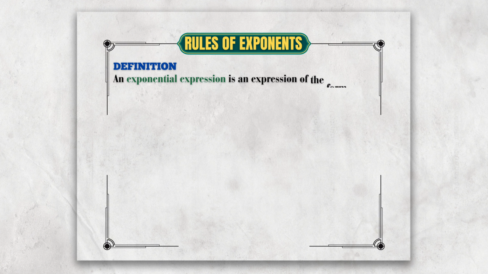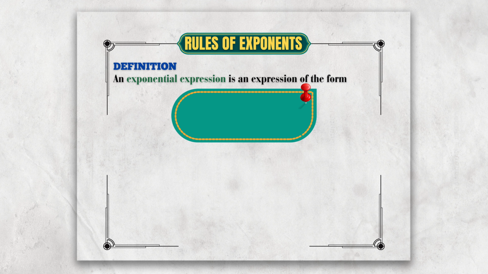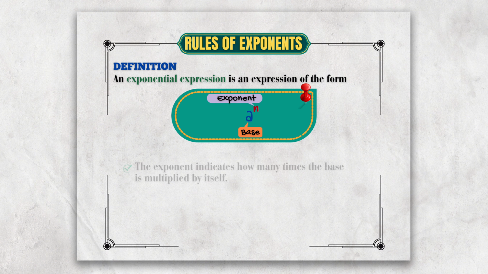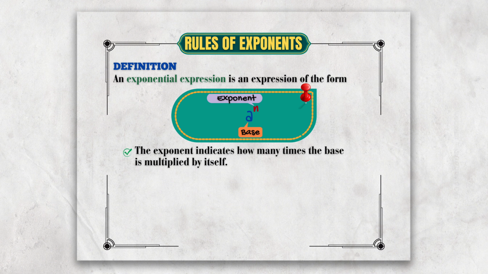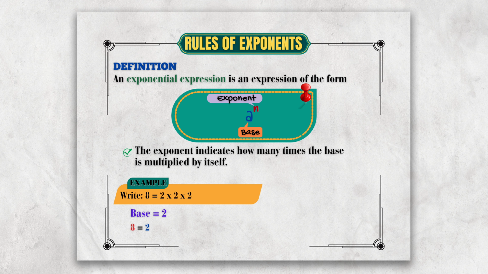To begin, an exponential expression is an expression of the form a raised to the power n. a is called the base, and n is called the exponent. The exponent indicates how many times the base is multiplied by itself. An example is when we write 8 as 2 times 2 times 2. Here, 2 is the base, and since it is multiplied by itself 3 times, we write 8 as 2 exponent 3. In what follows, we will discuss the basic rules for combining exponential expressions.